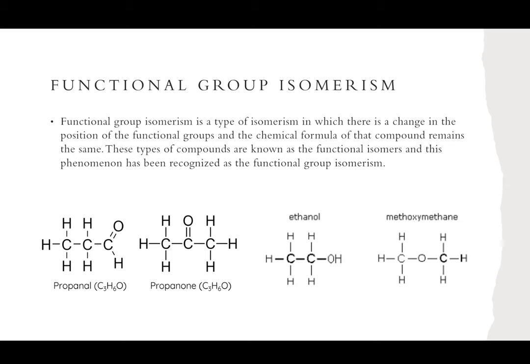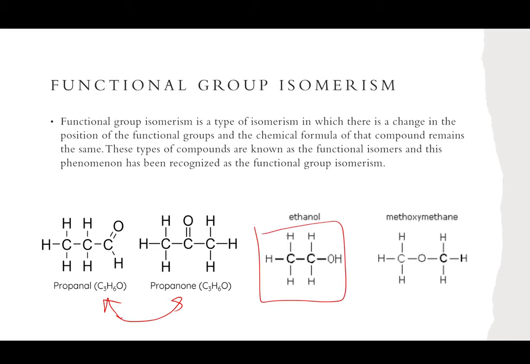Looking at propanol and propanone, we have this functional group here, the carbonyl group. If the carbonyl group is located at the end of the chain, it's propanal, but if it's located in the middle, then it's propanone. So these two are functional group isomers. They differ by functional groups.